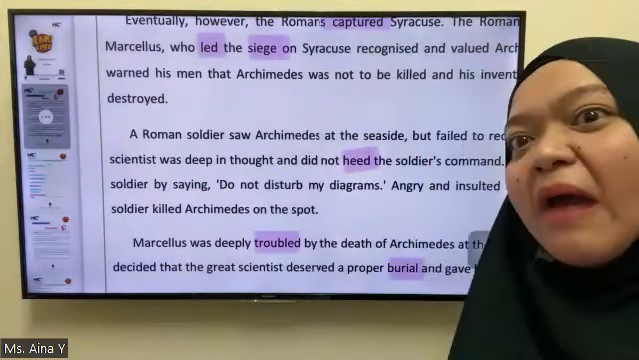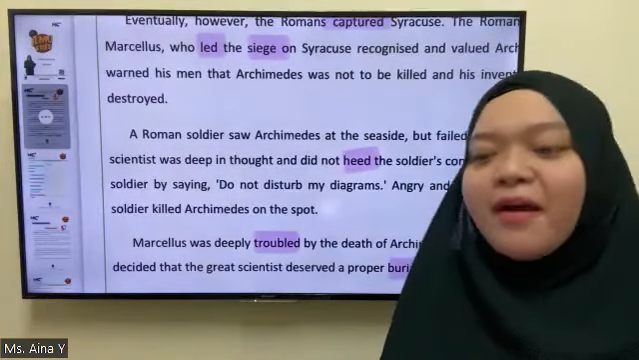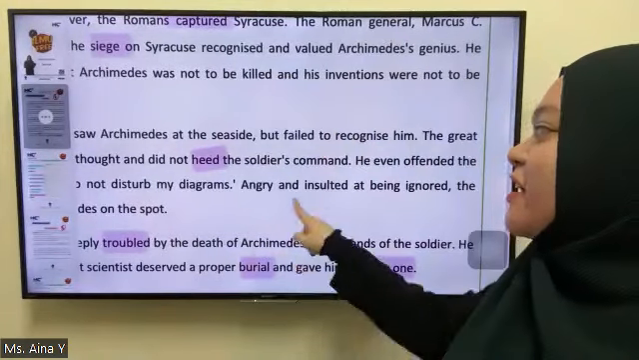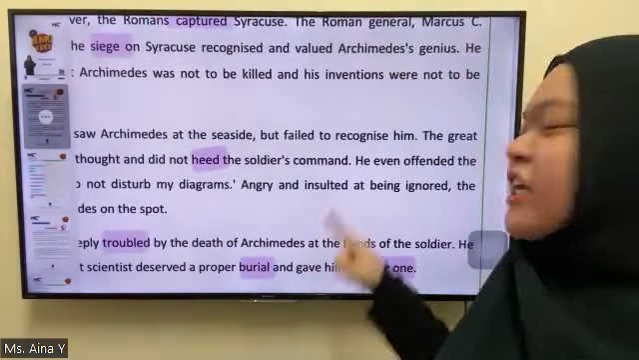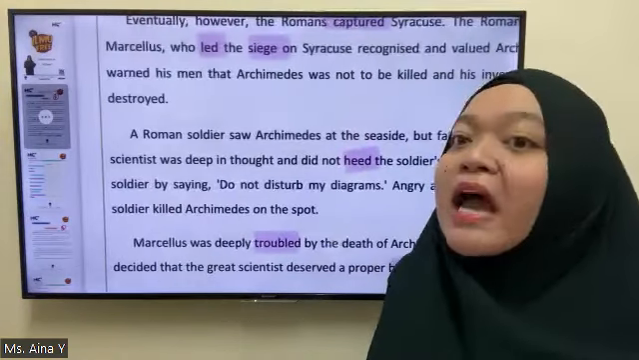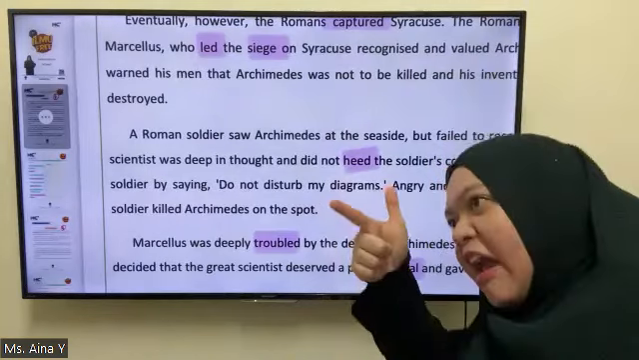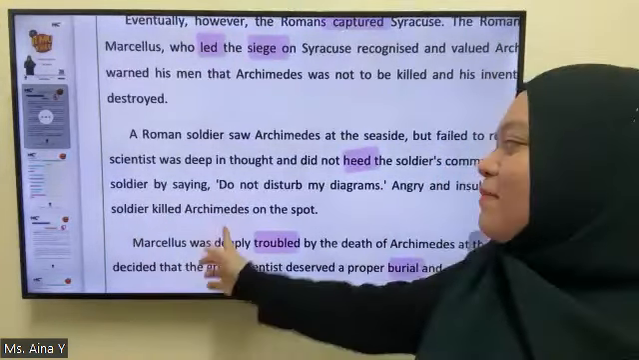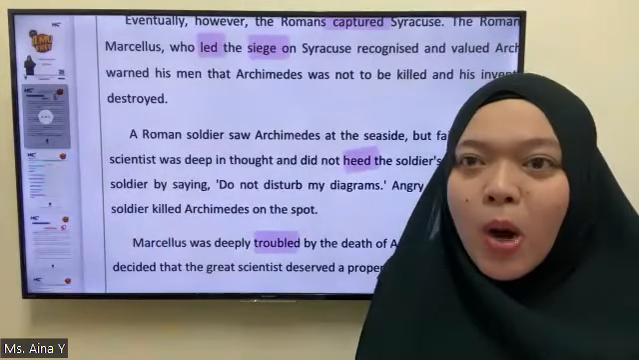Jangan kacau diagram saya. Wah, dia marah orang tu. So yang the Roman soldier ni, dia rasa marah, rasa terhina sebab Archimedes marahkan dia. Apa lagi? Apa dia buat? Dia peng, tembak orang tu. Makanya matilah. So Archimedes died on the spot.